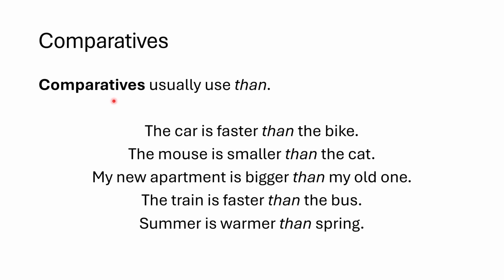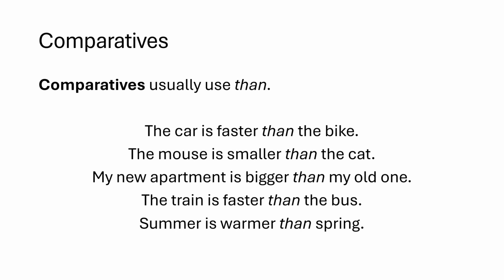Comparatives usually use than. The car is faster than the bike. The mouse is smaller than the cat. My new apartment is bigger than my old one. The train is faster than the bus. Summer is warmer than spring.